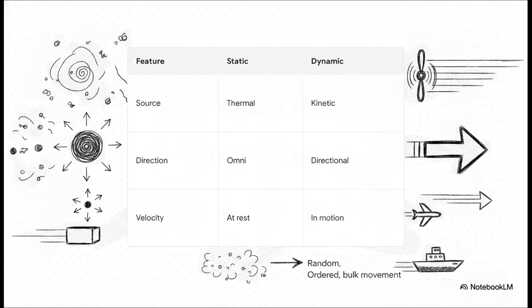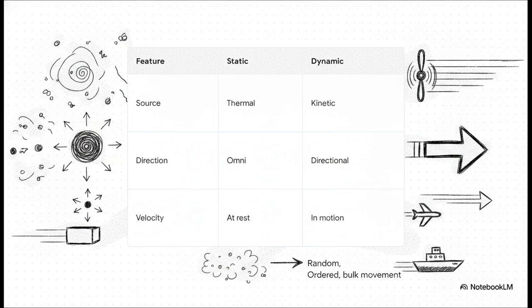Now, what's really interesting about this side-by-side comparison is how perfectly it contrasts these two distinct behaviors of nature. Look at the source row. Static pressure is born from thermal energy, that random, chaotic molecular motion. Dynamic pressure comes from kinetic energy, ordered bulk movement.